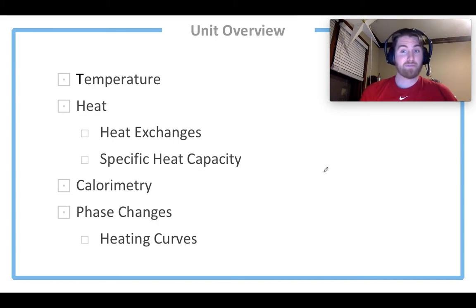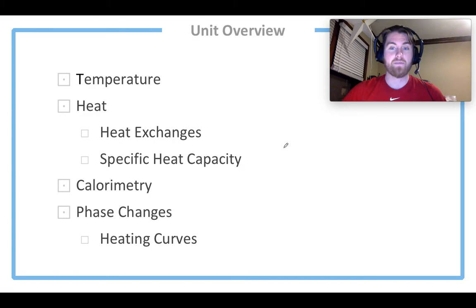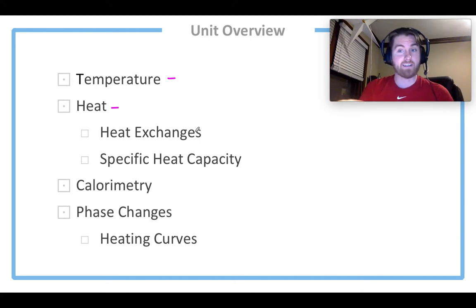So let's first talk a little bit about your unit. Your unit is actually not that long. First off, today is just temperature and heat, getting you started, trying to figure out what temperature is and what heat is. After this, we're going to go into heat exchanges, what happens with heat whenever it's exchanged between objects, and then something very specific called specific heat capacity, and that determines how much heat an object is willing to give off in a certain amount of time.